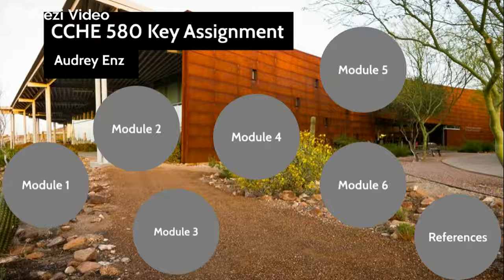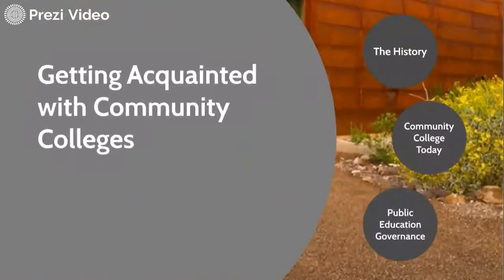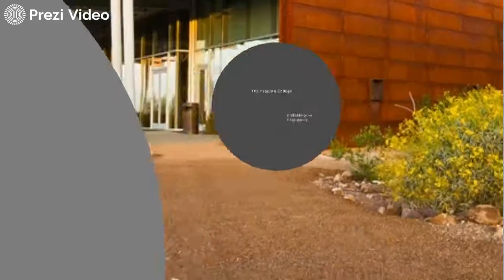This is a recording of my key assignment for CCHE 580, the Community College. I will be going through the 6 modules of the course, giving an overview and my personal key takeaways from each section. In Module 1, Getting Acquainted with the Community Colleges, we take a look at the history, community colleges today, and the public education governance of Arizona schools.